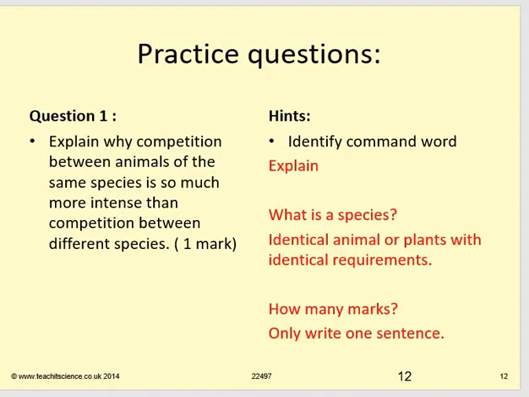Okay, practice question number 1. The question is on the left. Explain why competition between animals of the same species is so much more intense than competition between different species, worth 1 mark. Hints on the right hand side. The command word is explain. Secondly, think about what is a species. I've told you underneath: identical animals or plants with identical requirements and they are able to produce offspring. How many marks? Only 1 mark, only write 1 sentence.